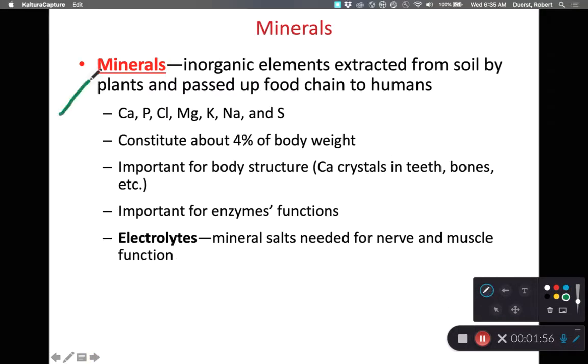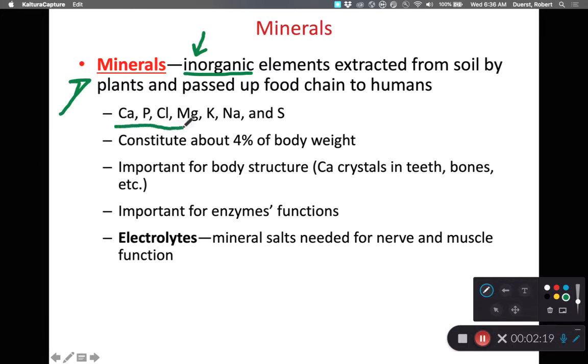So let's think of minerals. When we think of a mineral, this is typically just a pure metallic element within our bodies, from a nutritional sense. These are inorganic elements, and when we say inorganic, we mean there is no carbon, generally speaking, associated with the minerals. These minerals are taken up by plants, the producers within our ecosystem, and then passed up to us through the food chain.